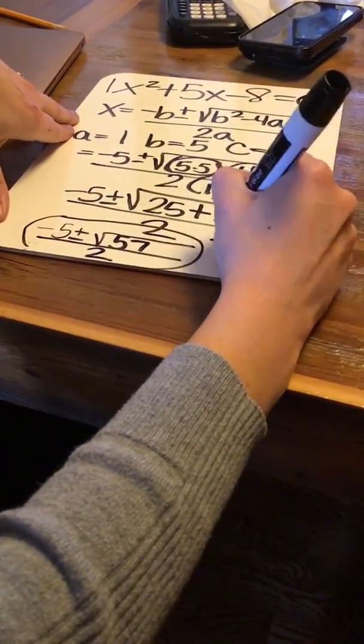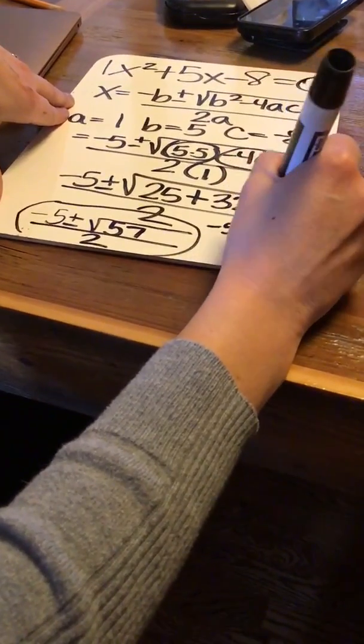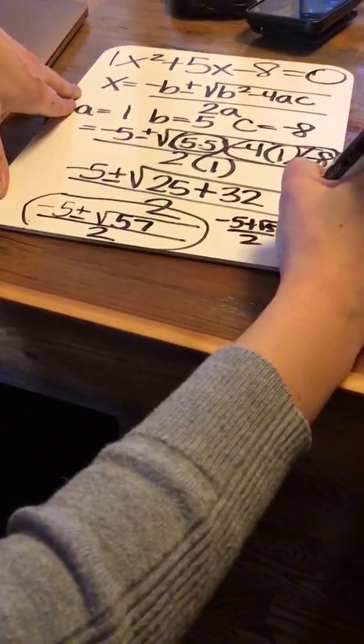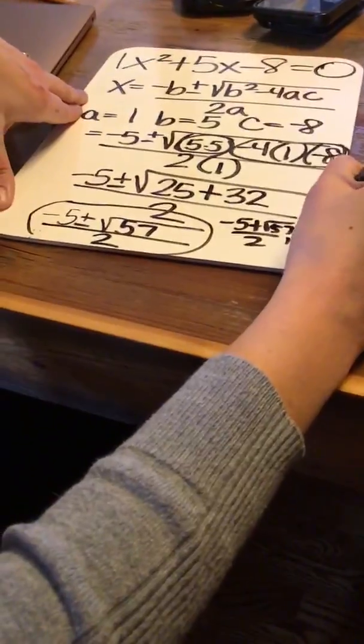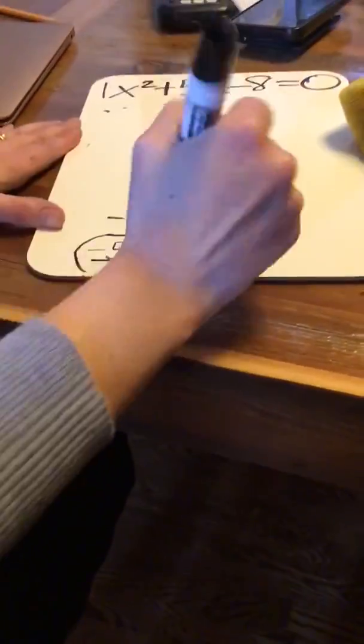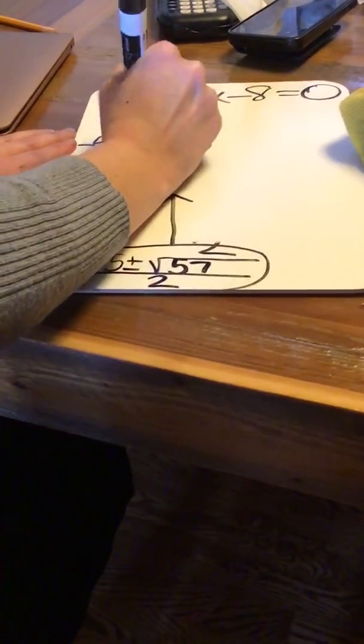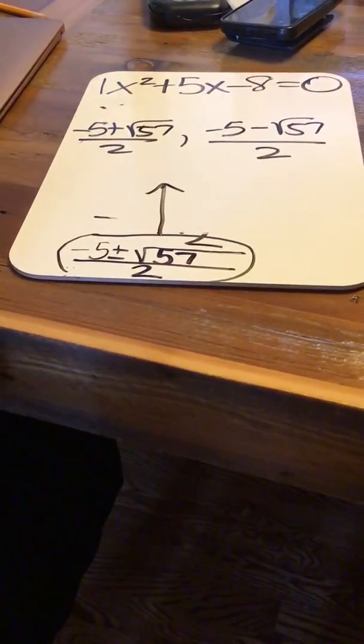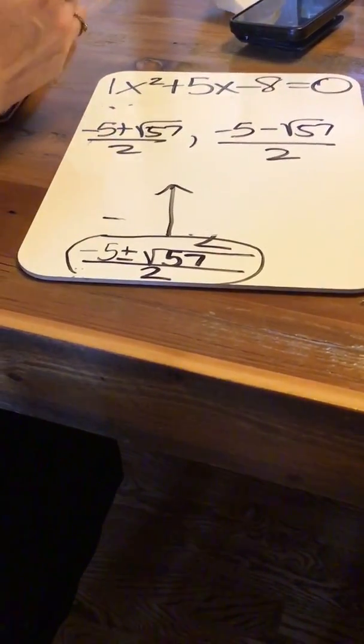You can say -5 plus root 57 over 2 and -5 minus root, oh, that's too small. Let me go back up here. Let's see. So I'll erase this. So I just want you to understand this is really 2 answers. It's -5 plus root 57 over 2 and -5 minus root 57 over 2. That's what the plus or minus means. Because remember, these quadratics always give us 2 answers.